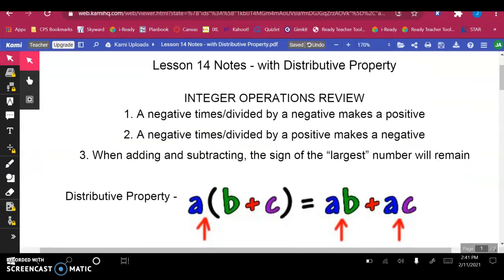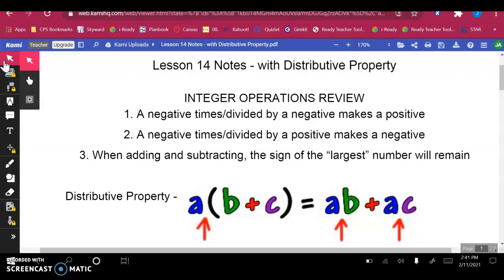For today, we're going to be still combining like terms, except for now we're going to add the distributive property in there, so we have an extra step. At the top here, I have an integer operations review. We need to remember that when we have a negative number and we're going to multiply or divide it by another negative, we're going to have a positive. And when we have a negative multiplied or divided by a positive, we're going to be left with a negative.